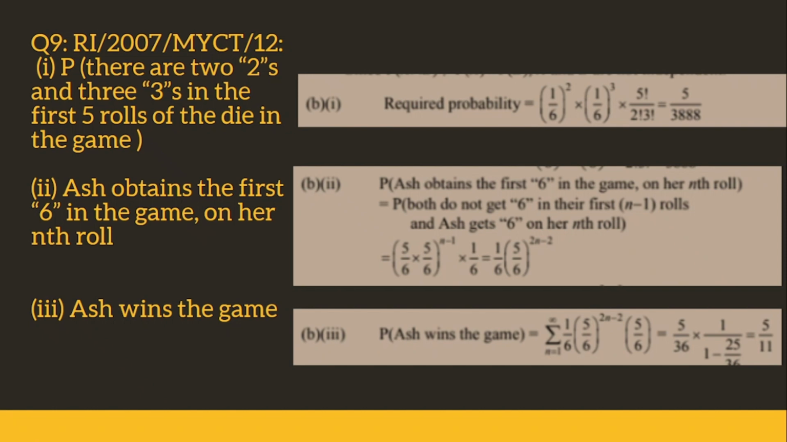And for the probability for Ash to win the game, it's just going to be the case where Ash gets the 6 on her nth roll, then afterwards Bill doesn't get the 6 on his next roll. So it'll be 5 over 6. So you go into your GC, you'll find the summation from 1 to infinity to get ultimately the answer, which is 5 over 36 times 1 over 1 minus 25 over 36.